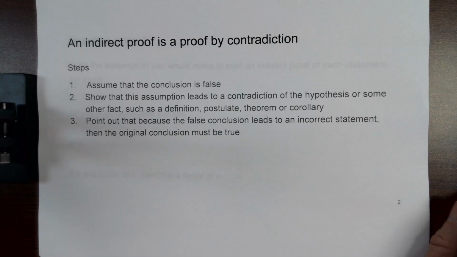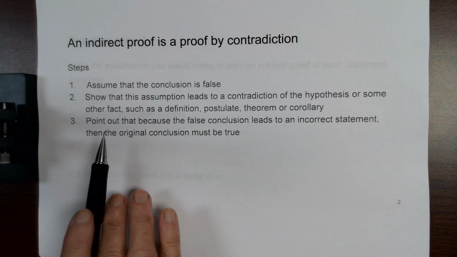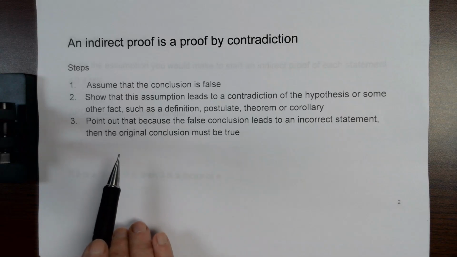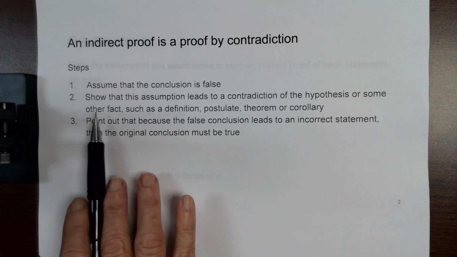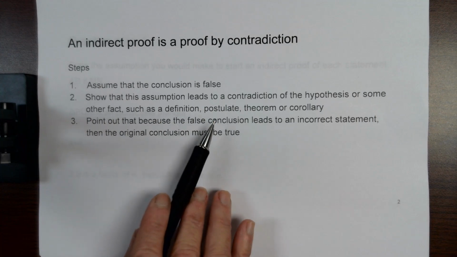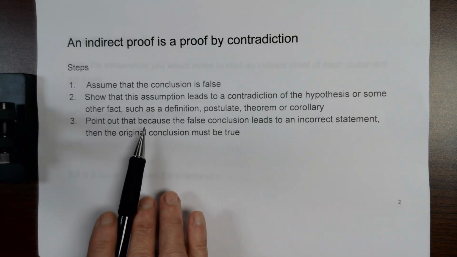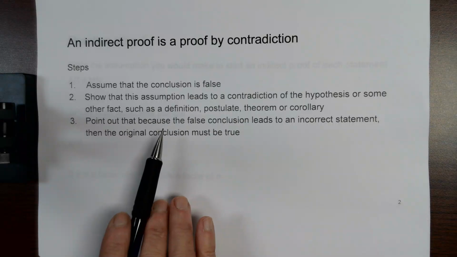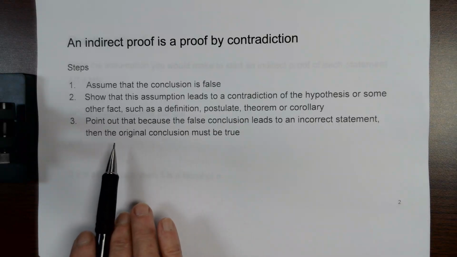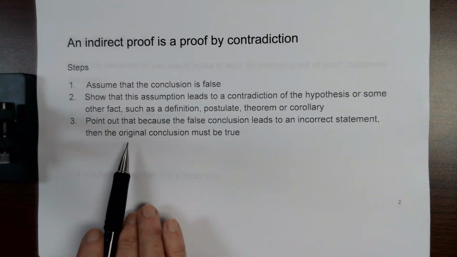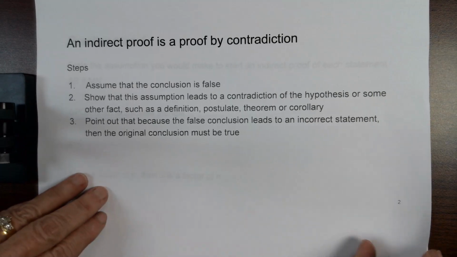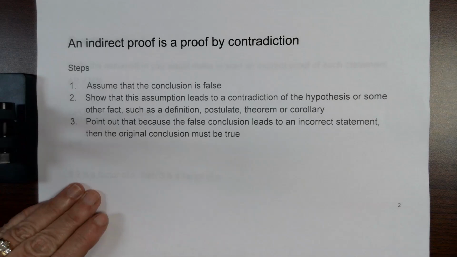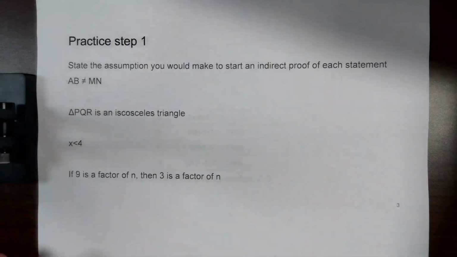There's 3 steps to an indirect proof. The first is you assume that the conclusion is false. So what they're telling you is what you're trying to prove, and you seek to prove just the opposite. Then show that this assumption leads to a contradiction of the hypothesis or some other fact, such as a definition, postulate, theorem, or corollary. And then point out that because the false conclusion leads to an incorrect statement, the original conclusion must be true. It's actually way easier than those 3 steps make it sound.